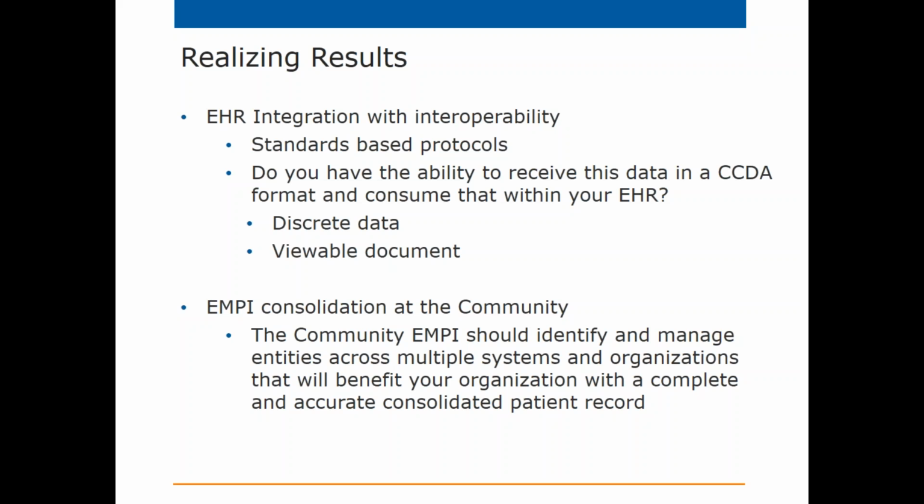Those are some of the things you want to think about when you send data and when you receive data back. Obviously, EMPI consolidation at the community. The community EMPI should identify and manage those entities. They're going to work with a lot of entities outside of what you're providing. That's going to benefit you, because hopefully the patient demographic you send out will link with that patient as they've gone across the continuum of care, and you can get all that information back to have a consolidated record.